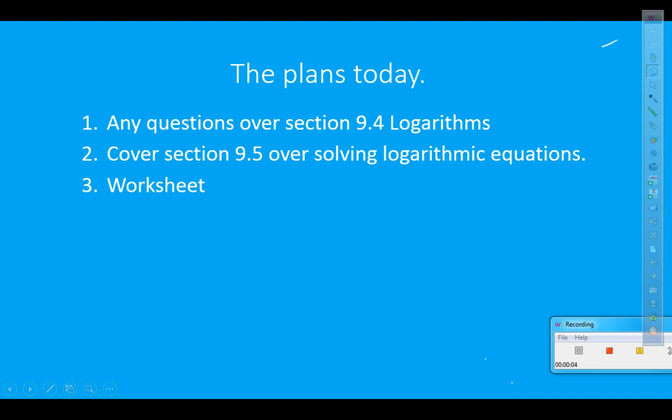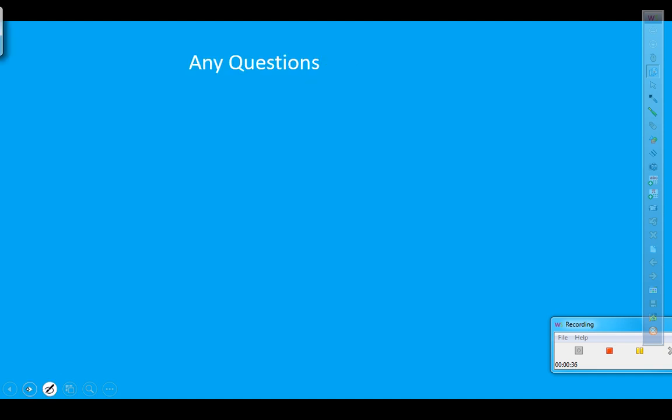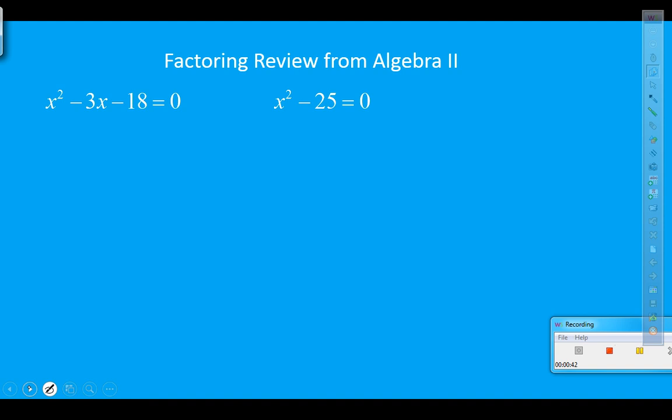So here's the plan. If you have any questions on section 9-4, make sure that you get in and let me help you get those straightened out. What I need to do with you today is cover section 9-5. It's a fairly tough section, so hang in there with me. It's over solving logarithmic equations. So hang with me on that and we'll go through it. My next couple of slides here are just if you had questions, so let me just get through those real quick.